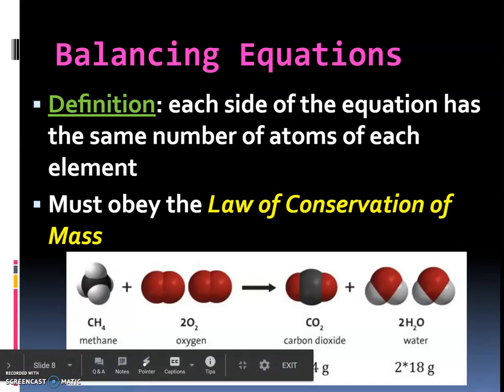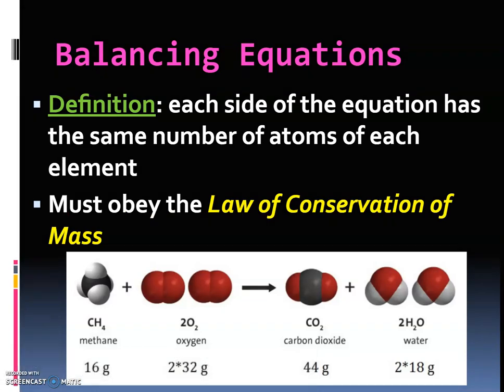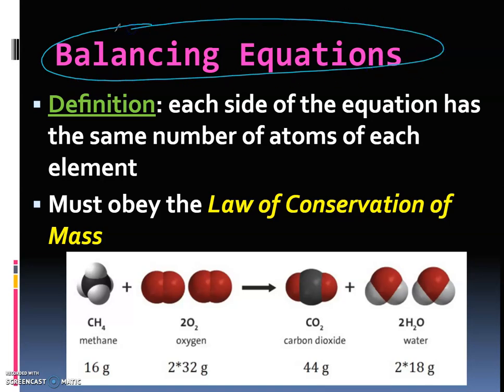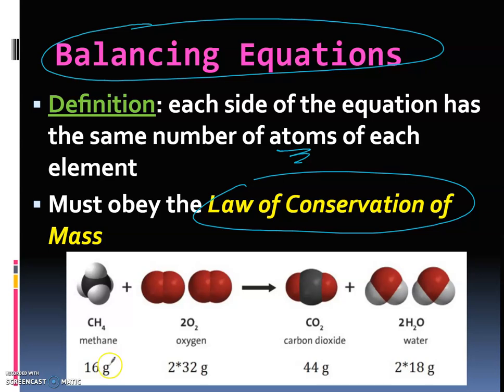All right, and what we're going to spend every chapter doing from here on out is balancing equations. Each side of the equation has to have the same number of atoms of each element. That's the law of conservation of mass and matter. So we can't magically make something disappear or appear out of thin air.